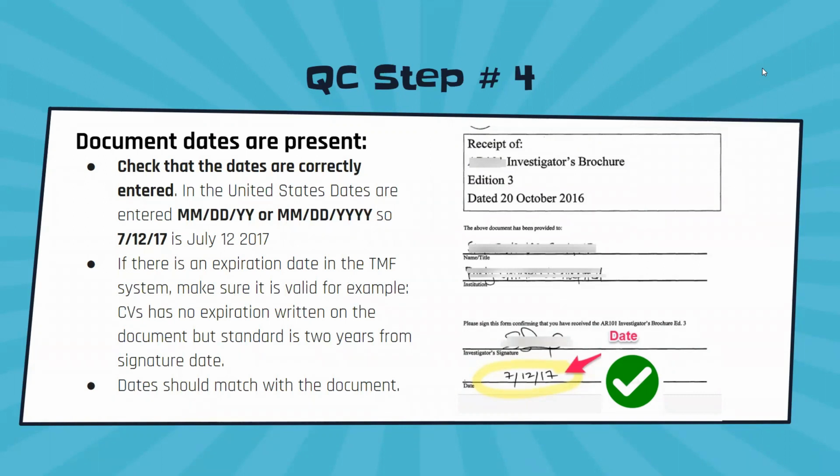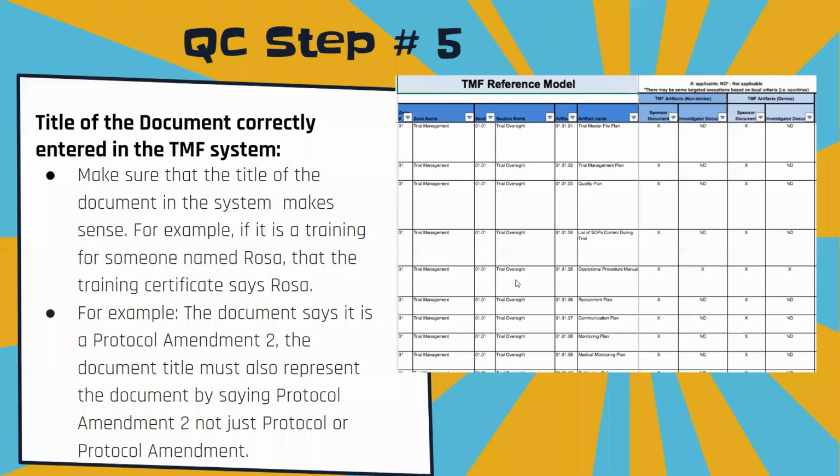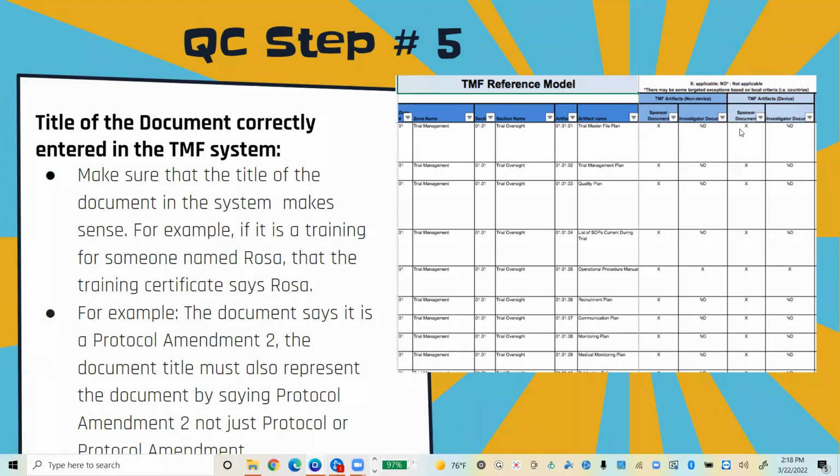And that makes it a lot easier, as we'll talk about, to find in an audit and to be able to utilize your documents when they're properly named and all the metadata is correct. Okay, step 5. This is when you are titling the document correctly. You use the TMF reference model, and that's why I put a little image here. If you scroll to the right, there should be a column that is updated with the correct name.